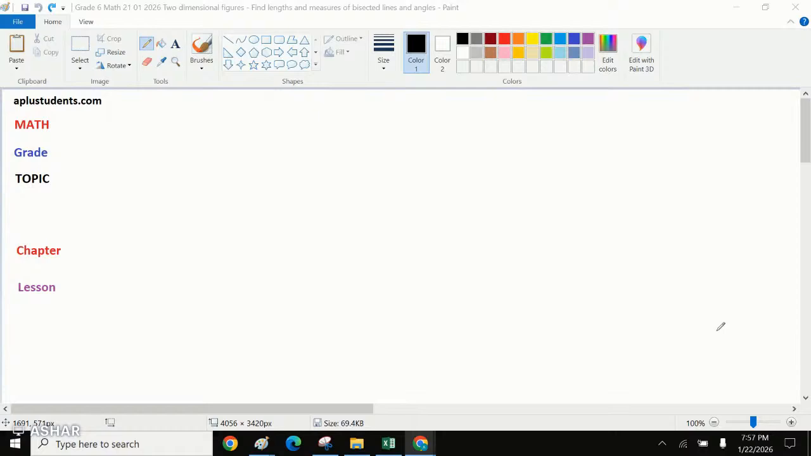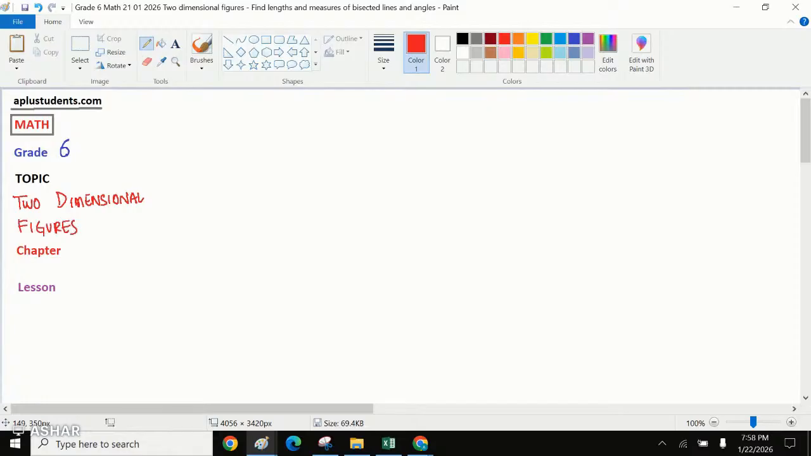To get to the class, the first thing you need to do is go to aplusstudents.com. Once you're on the website, select math as your subject. This is a grade 6 lesson, and the name of the topic is two-dimensional figures or shapes.